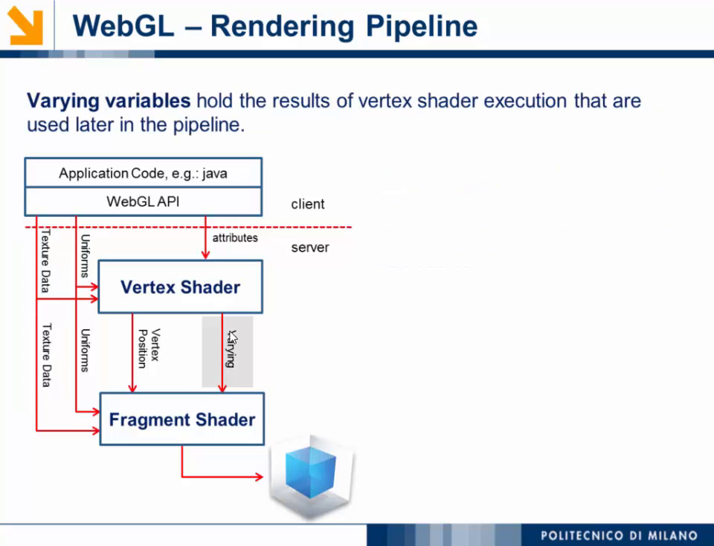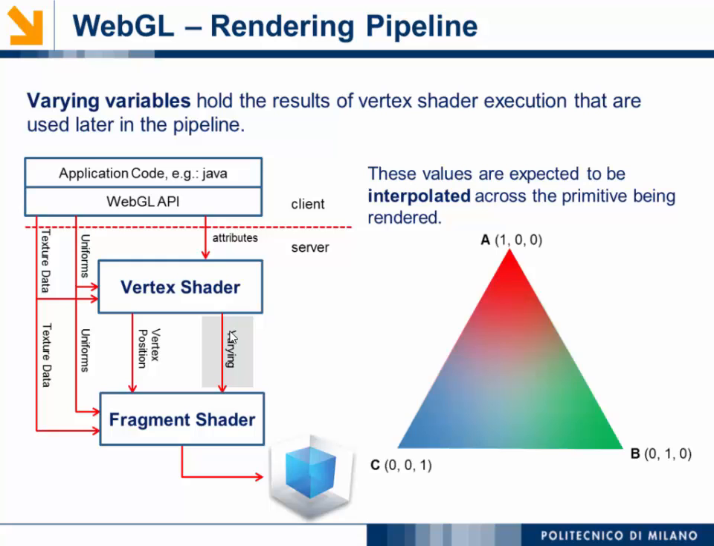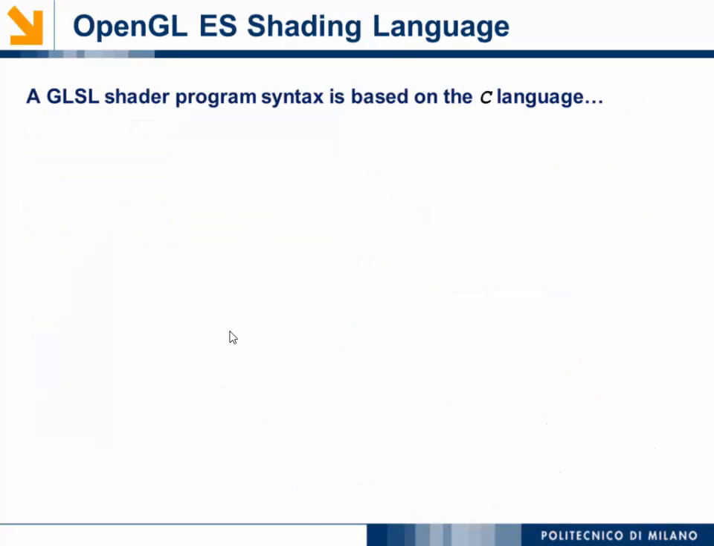And then there are the varyings. The varying variables hold the results of something that has been modified inside the vertex shader, but that we want to use again in the next stage. We want to use it later in the pipeline. The values that we collect from the vertex shader are, of course, interpolated over a face.